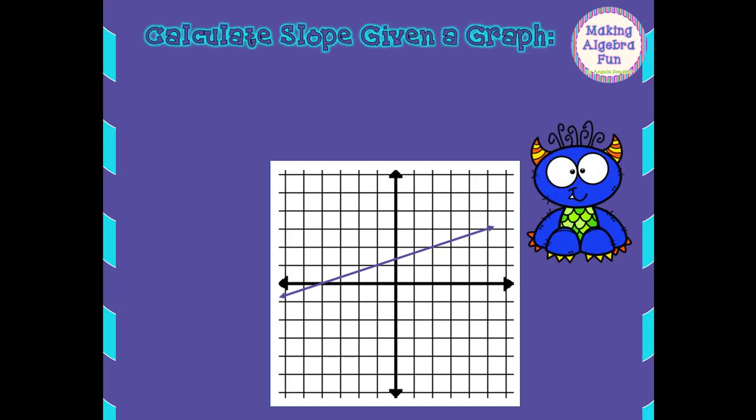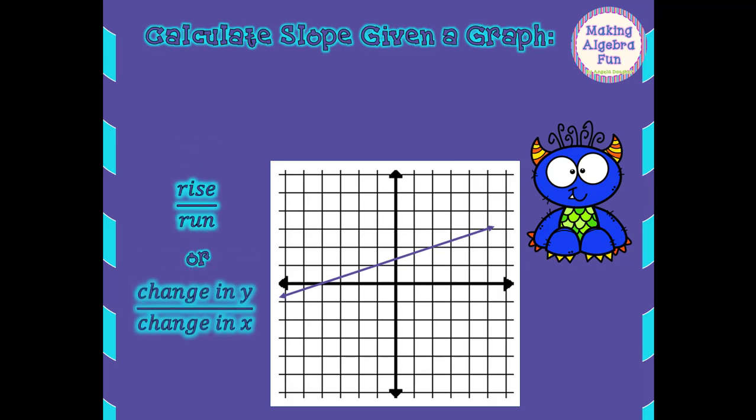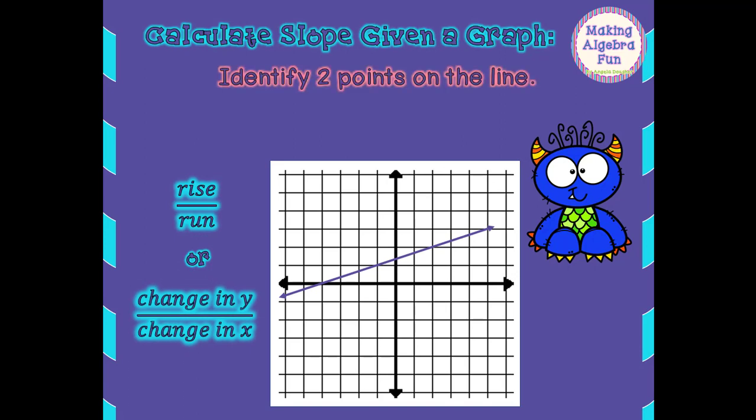Now I want to take a look at a graph and calculate slope given a graph. So when you're given a graph, you want to choose 2 points on the graph, and although there are infinite many points on the line, I try to choose 2 that are right on the grid so that I can count and sort of get the slope a little easier. So let's pick 2 points that we can find right on the grid. And I highlighted 2 here. They're not the only 2, but they work.